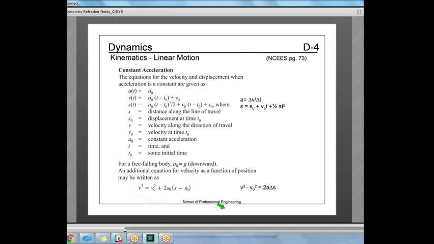And then there's an excellent explanation of what all of the variables are, and then down here at the bottom is our 2AS equation, the green equation.